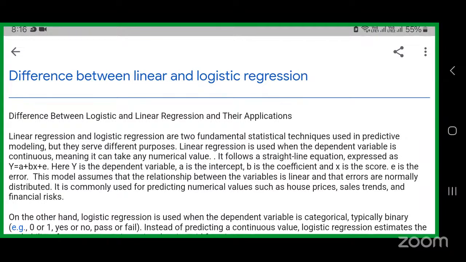In case of linear regression, we assume the straight line equation, expressed as y equal to a plus bx plus e. Here y is the dependent variable, a is the intercept, b is the coefficient, and x is the score. e is the error. This model assumes that the relationship between the variables is linear and the errors are normally distributed. It is commonly used for predicting numerical values such as house prices, sales trends, and financial risk.